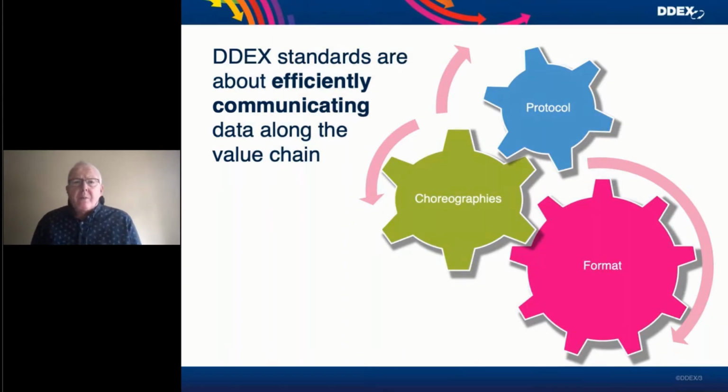The second area that we standardize is what we call choreographies. And simply put, this is defining the triggers that determine when certain messages have to be sent by a particular business partner, and the order in which all of that takes place. And then finally, we develop the actual message protocols, which are the mechanisms by which the messages actually get exchanged within the choreographies.